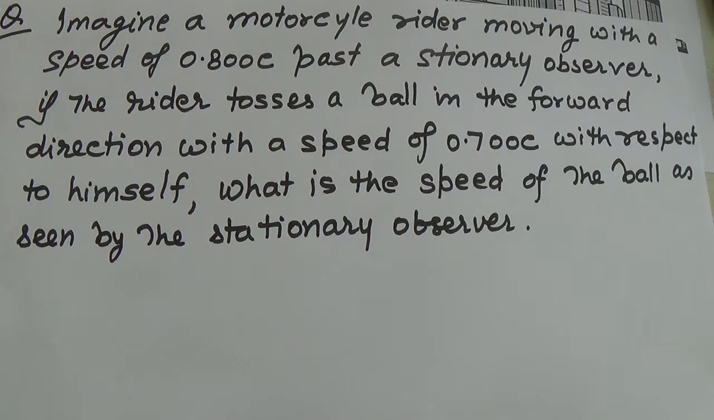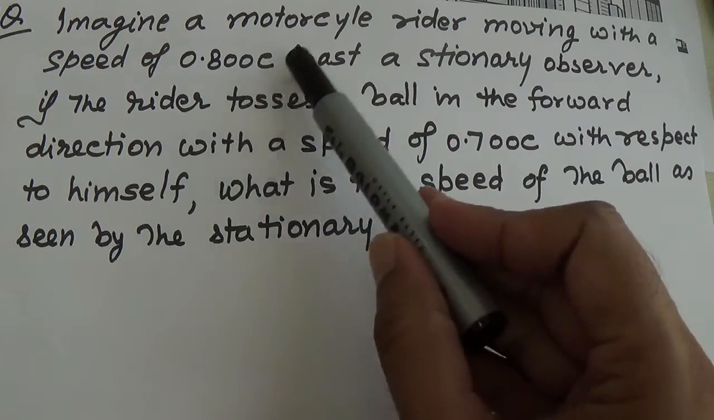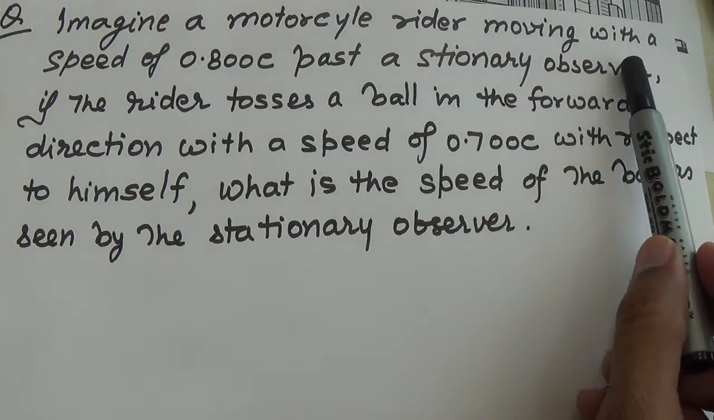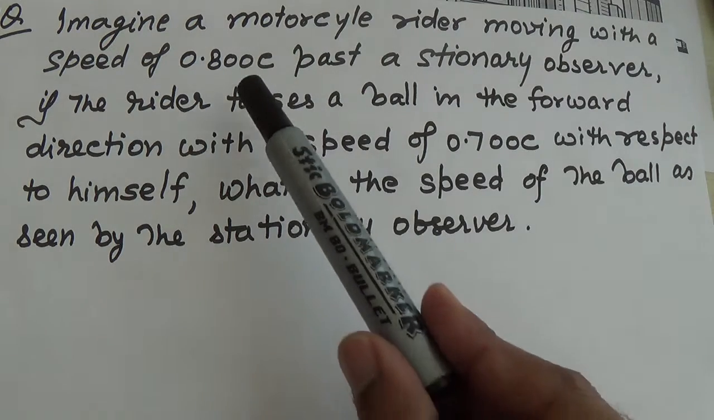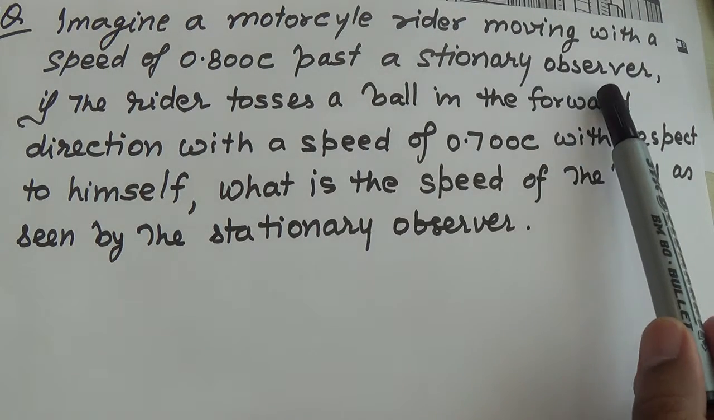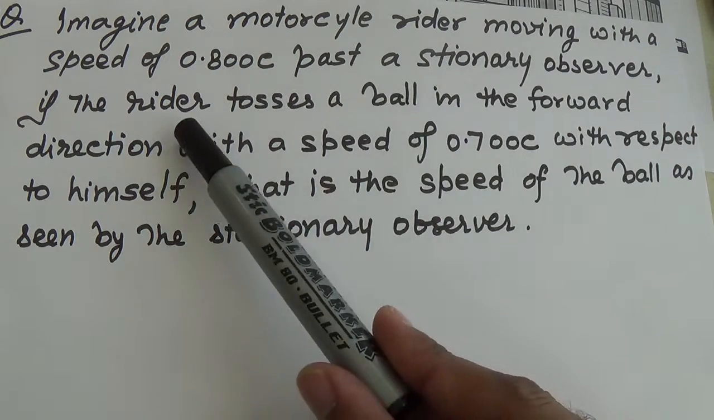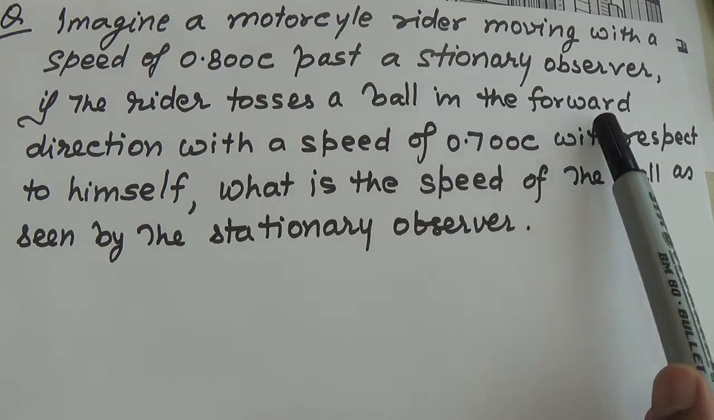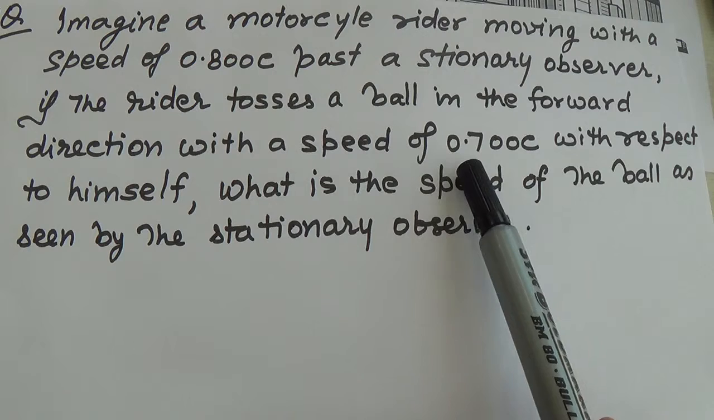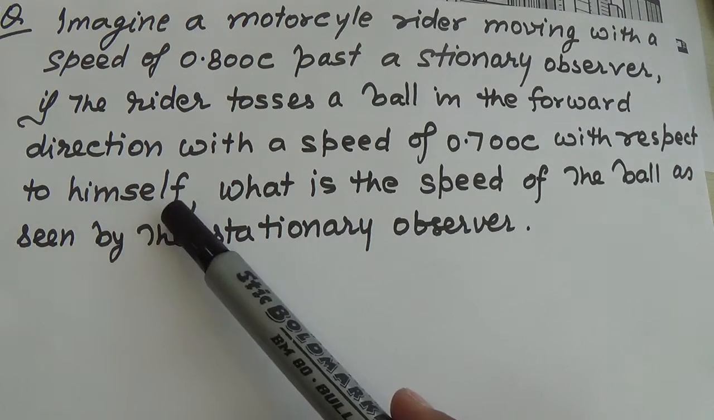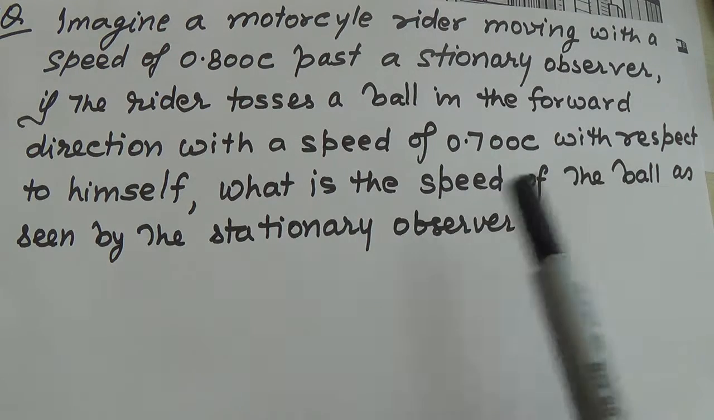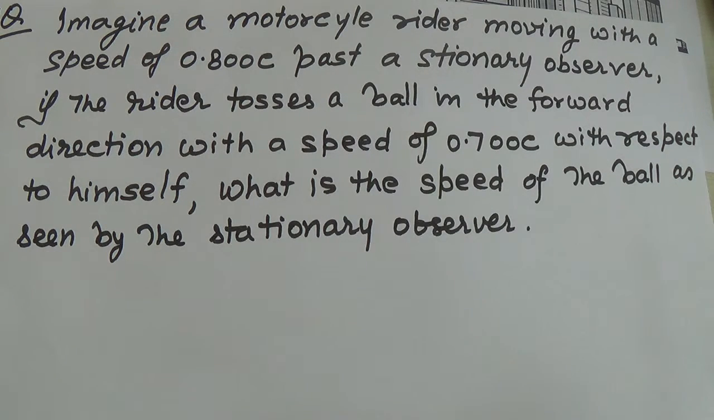In this numerical problem, the statement is: imagine a motorcycle rider moving with a speed of 0.800 c past a stationary observer. If the rider tosses a ball in the forward direction with the speed of 0.700 c with respect to himself, what is the speed of the ball as seen by the stationary observer?